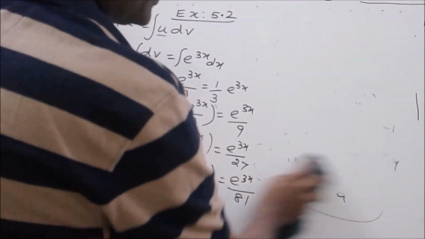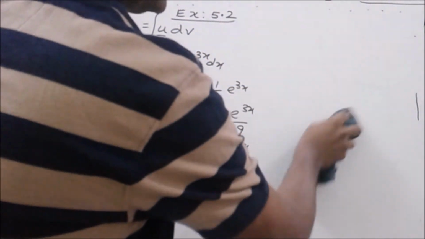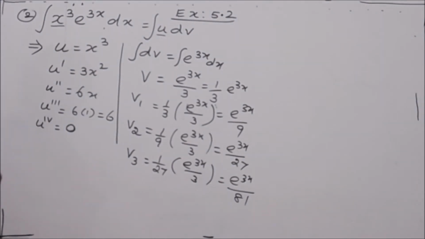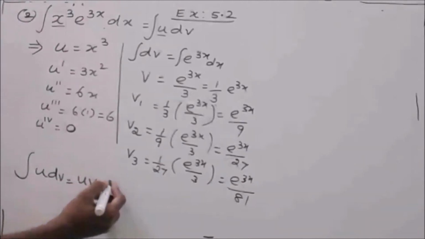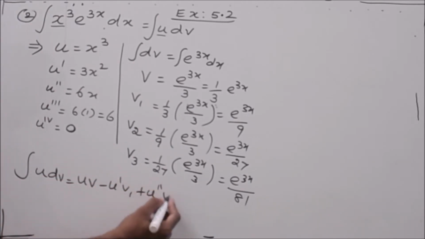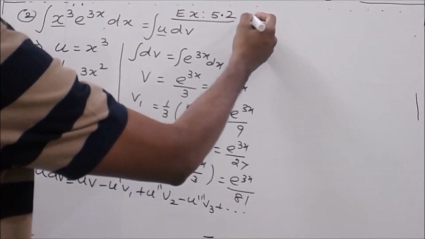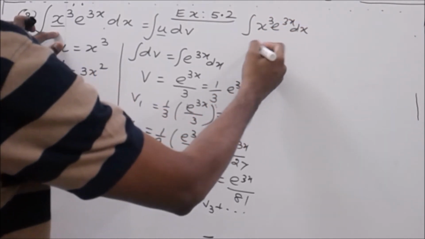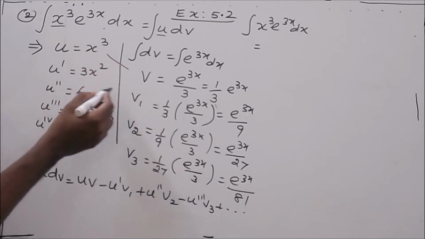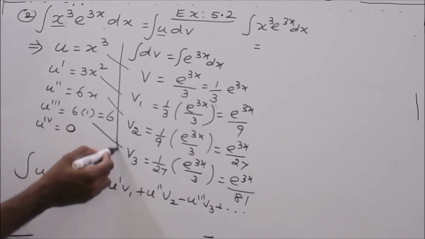By applying Bernoulli formula, we can have integral u dv equal to uv minus u dash v1 plus u double dash v2 minus u triple dash v3 plus etc. Here in our problem, integral x cube e power 3x dx is equal to uv, u dash v1, then u double dash v2, then u triple dash v3.